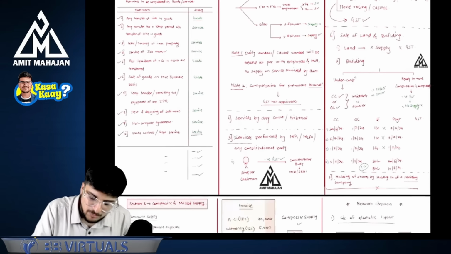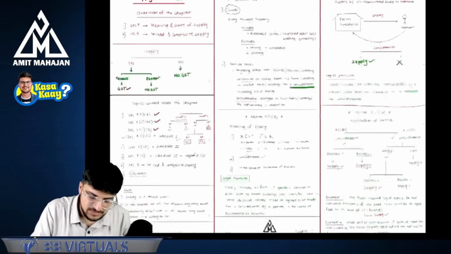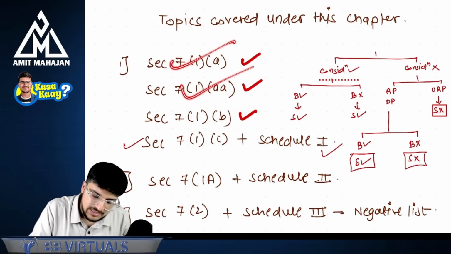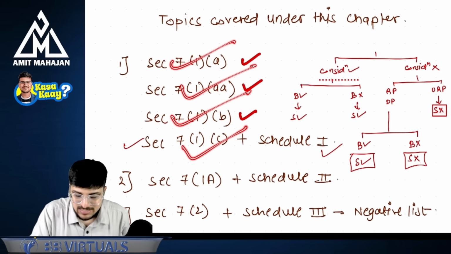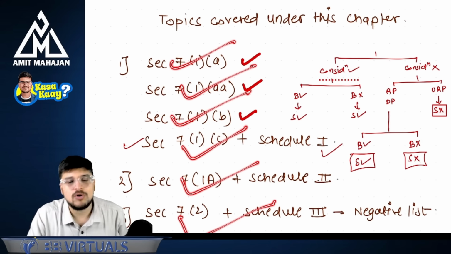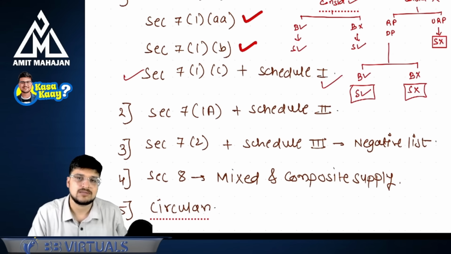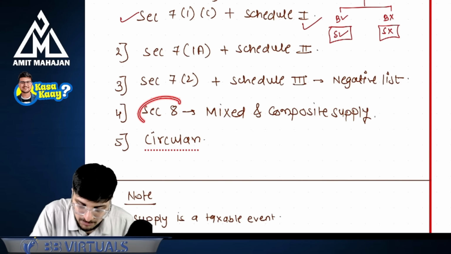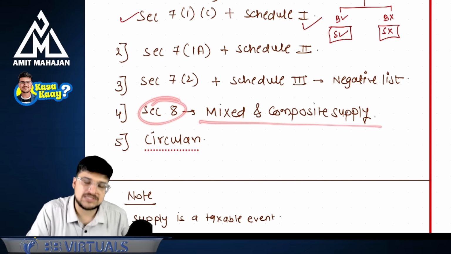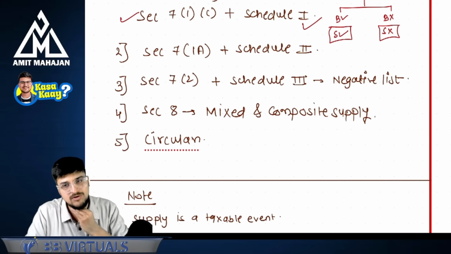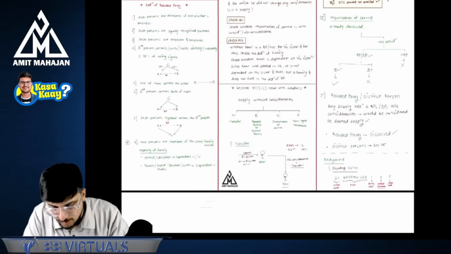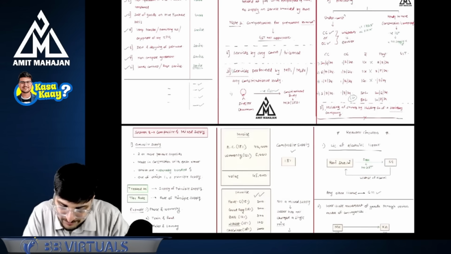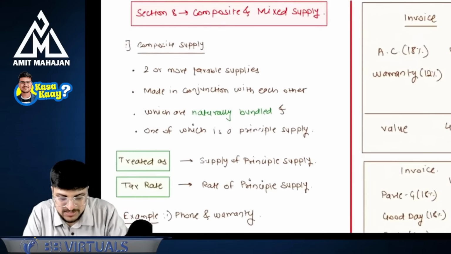So till now, we have seen how many sections? Till now, we have seen section number 7(1)(a), 7(1)(aa), 7(1)(b), 7(1)(c), and 7(2) read with Schedule 3, which is a negative list. Right? And now we are moving ahead with the next part, that is section number 8, that is mixed and composite supply. And then we'll see the circulars. Perfect? Okay. Now let's move ahead with the next part, that is mixed and composite supply.